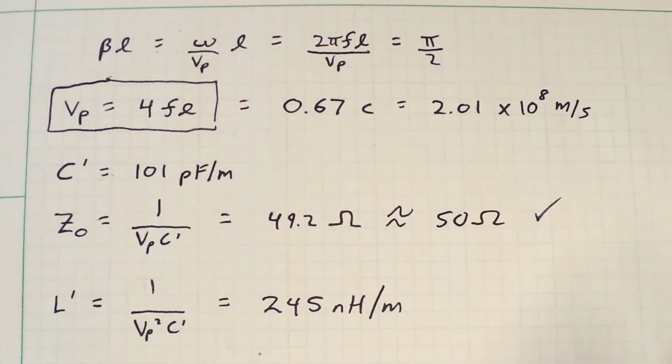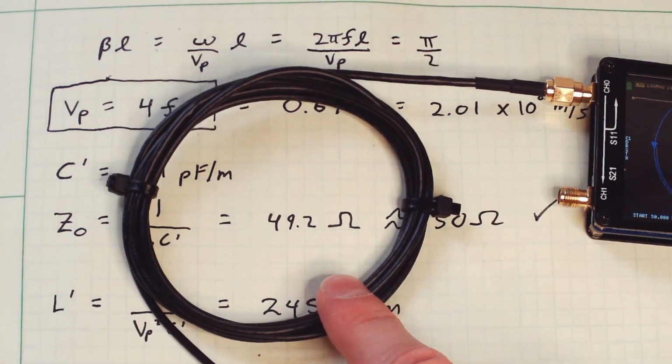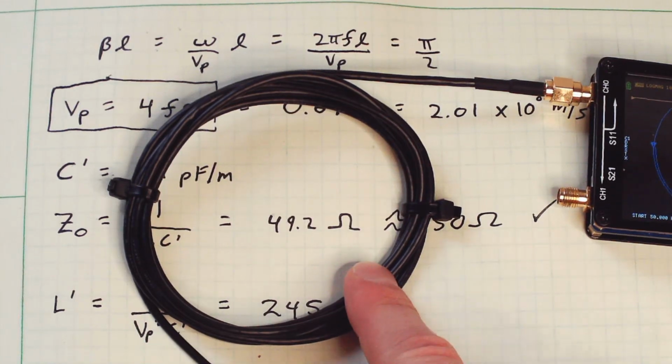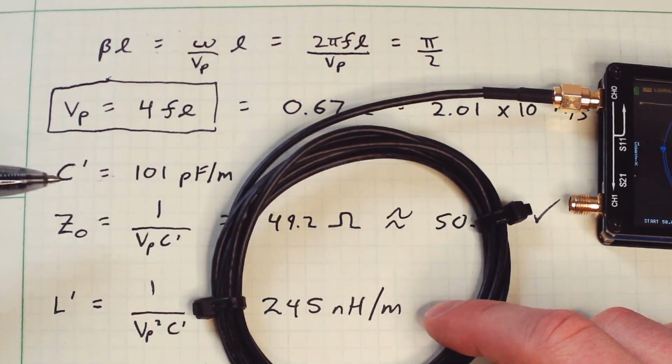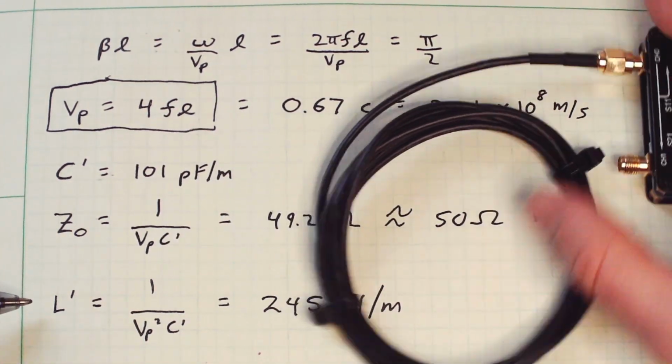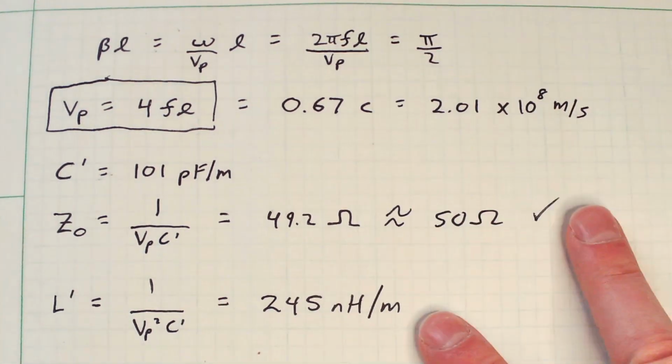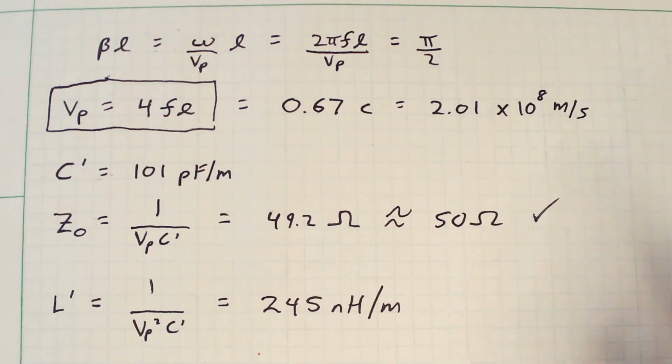So there you go. I now know pretty much everything there is to know about this little length of coaxial cable. I know its characteristic impedance, I know the phase velocity, I know its characteristic capacitance, and I know its characteristic inductance. Okay? And all it took was 2 simple measurements and a little bit of math.